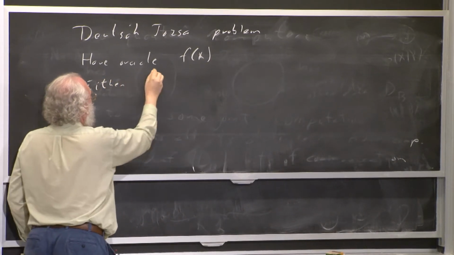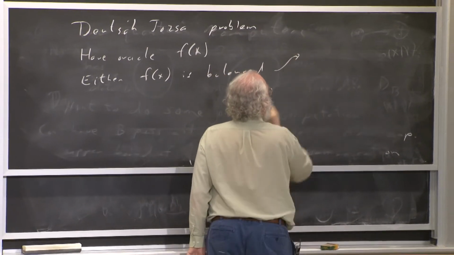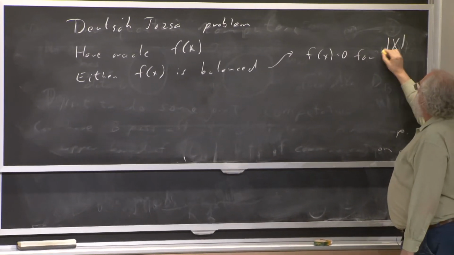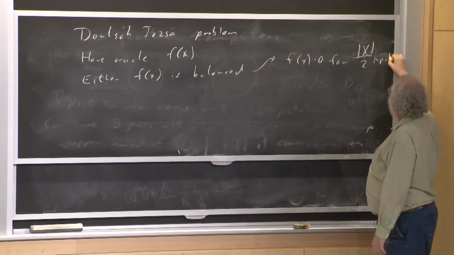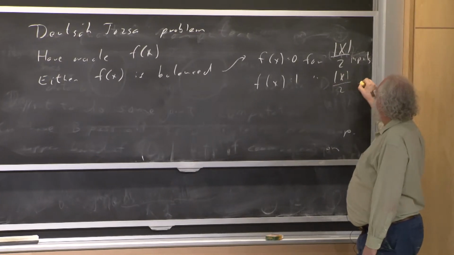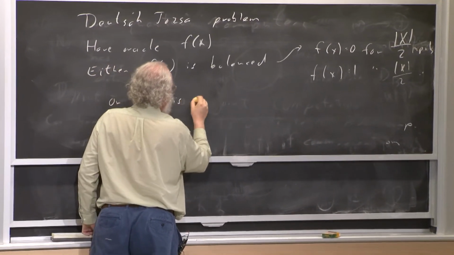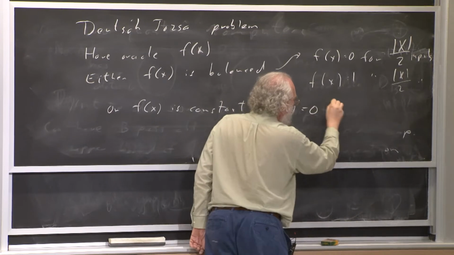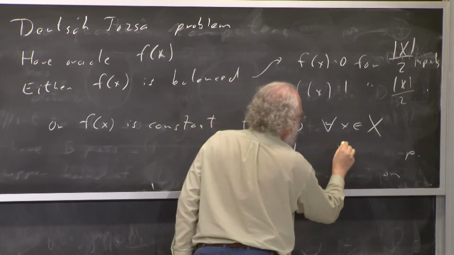Either f of x is balanced, f of x equals 0 for |X|/2 inputs and f of x equals 1 for |X|/2 inputs, or f of x is constant. f of x equals 0 for all x in X, or f of x equals 1 for all x in X.